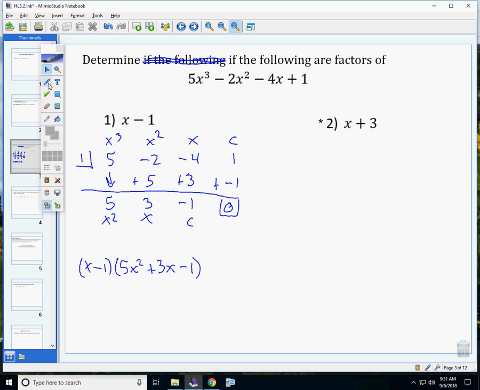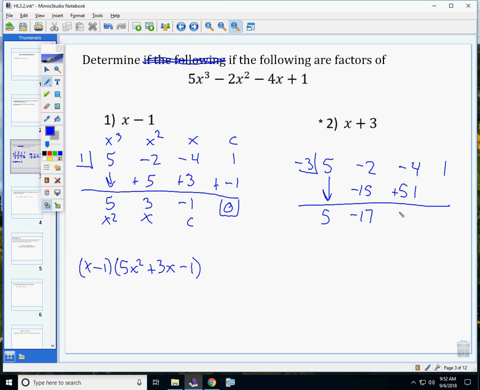Alright, now let's check to see if x plus 3 is a factor of this also. So I would put a negative 3 in the box. I would have 5, negative 2, negative 4, and 1. Drop the 5 down. Multiply, you get negative 15. Add them together, you get negative 17. Negative 3 times negative 17 is positive 51.